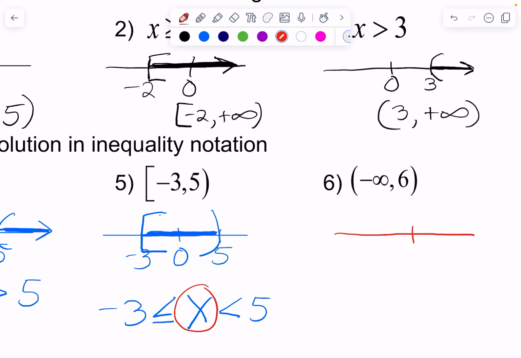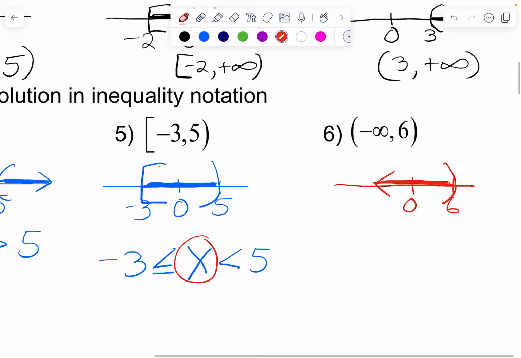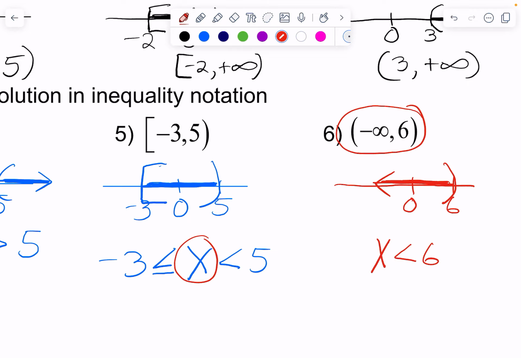So I'm going to go ahead and place my 0, place my 6, and I know that I'm going to the left because my smallest value here is negative infinity. So I'm going to shade here from positive 6 all the way to the left. And then my inequality is simply x is less than 6. Why isn't it less than or equal to? Because remember, we had a parentheses.